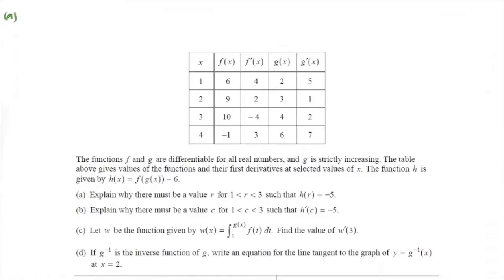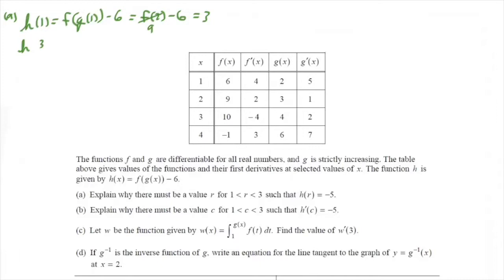So this is part A. First I'm going to plug in the 1 to h. So we have h of 1, that would mean we have f of g of 1, and we subtract 6 from that. So g of 1 is right here. There's g, there's 1. We plug in 2, and see what we get. We have f of 2 now, minus 6. Now I'm looking for f of 2, so I go over to f, I look at 2, I get 9. 9 minus 6 is going to be 3. So we get a value of 3.